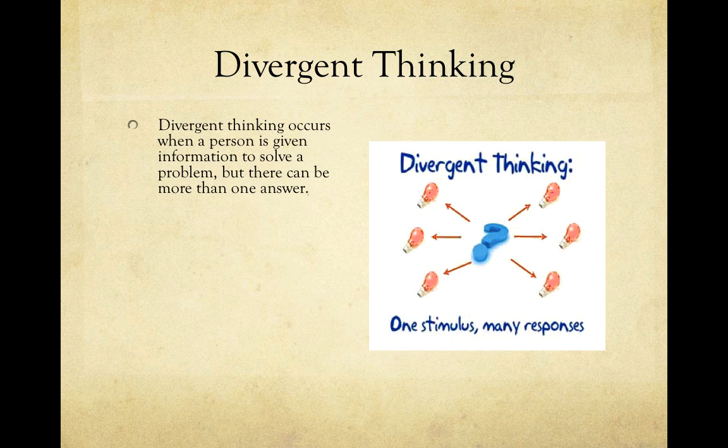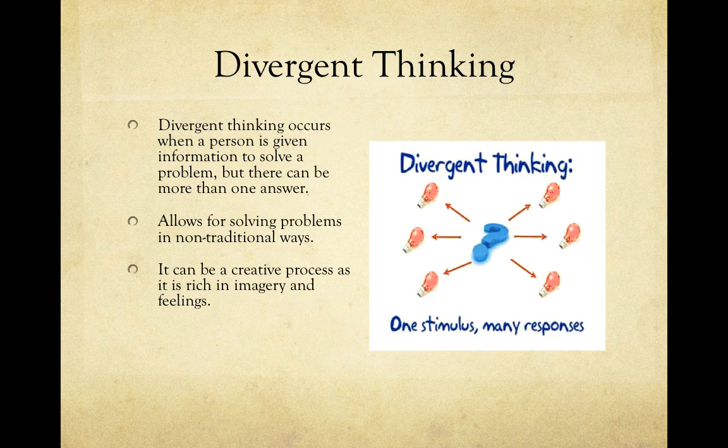Divergent thinking. Divergent thinking occurs when a person is given information to solve a problem, but there can be more than one answer. This allows for problem solving in non-traditional ways. It can be a creative process as it is rich in imagery and feelings. Daydreams and fantasies involve divergent thinking.